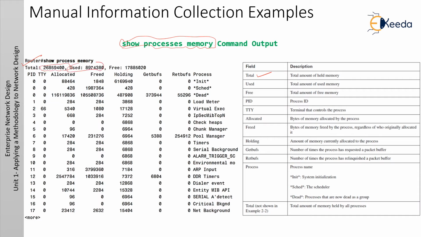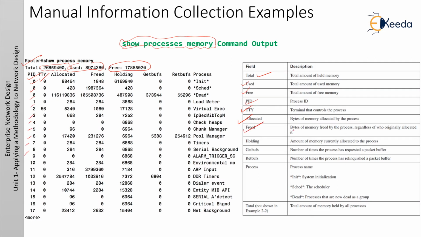Used gives the total amount of used memory. Free is the total amount of free memory. PID again is a process ID. TTY is the terminal that controls the process. So this shows the TTY. Allocated is bytes of memory allocated by the process for a particular process number: 0, 0, 0, 1, 2, 3, 4, 5, 6 and so on.